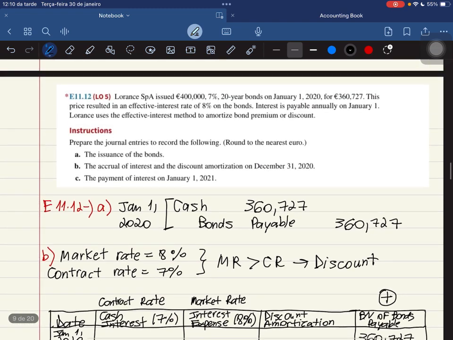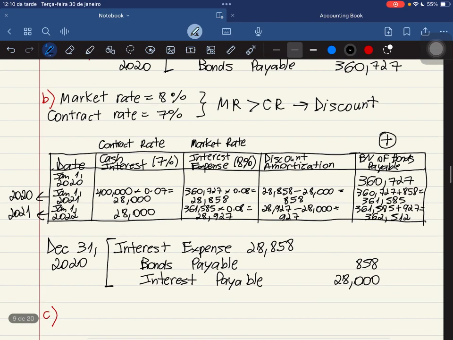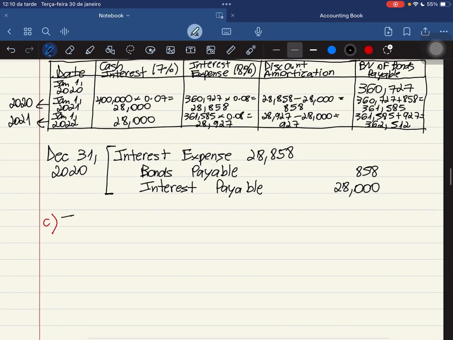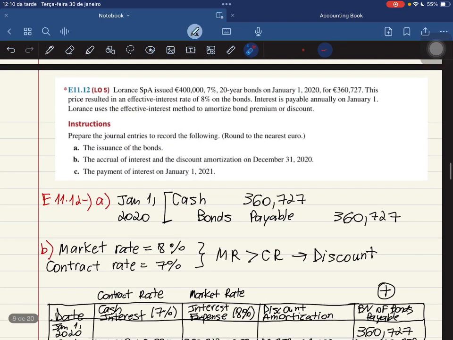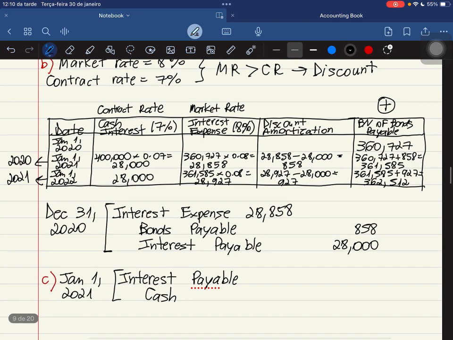Let's see letter C. The payment of interest on January 1st of 2021. Okay, so you are paying it, right? When you pay something, your cash has to go down. And you are just paying the regular interest. So here we credit interest payable, not interest expense, interest payable, because you're just paying the regular interest that you agreed upon before. So it is going to be 28,000 for both of them.